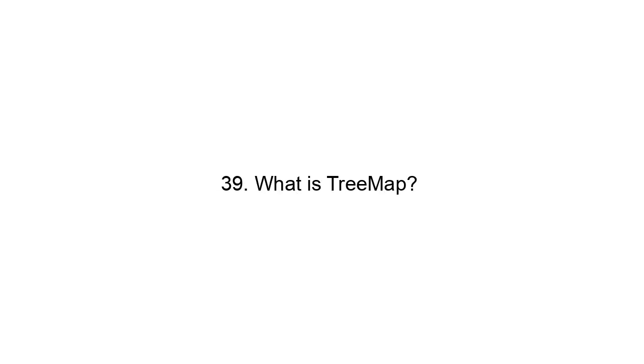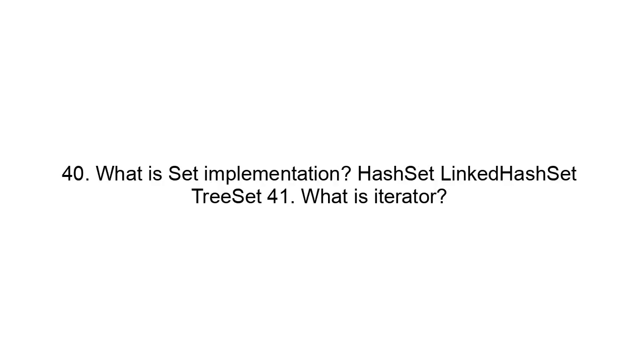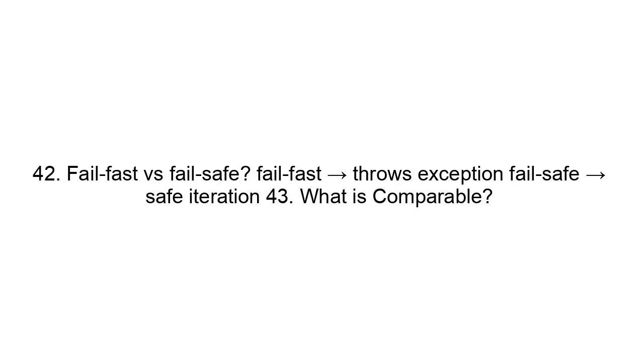39. What is TreeMap? Sorted key value map. 40. What are set implementations? HashSet, LinkedHashSet, TreeSet. 41. What is an iterator? Used to traverse collections. 42. Fail-fast versus fail-safe. Fail-fast means throws exception. Fail-safe means safe iteration.